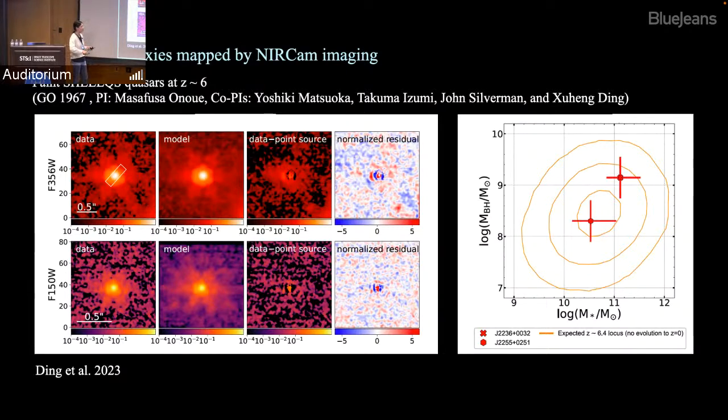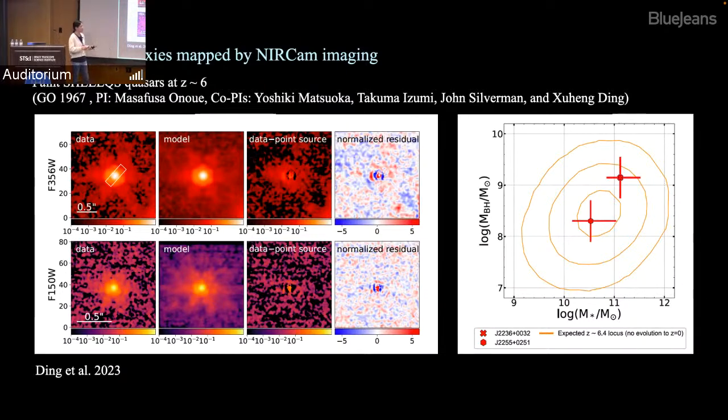However, when we look at the JWST NIRCam data of these faint quasars, there seems to be no evolution from low redshift. These 2 points are from the 2 HSC faint quasars, and the orange contours are the predictions based on the redshift 0 relation, which means assuming no redshift evolution. The locus should be here, and we can see the 1 sigma, 2 sigma, 3 sigma. These 2 are consistent with the no evolution assumption.